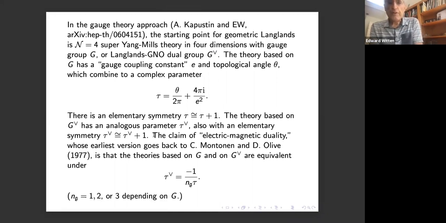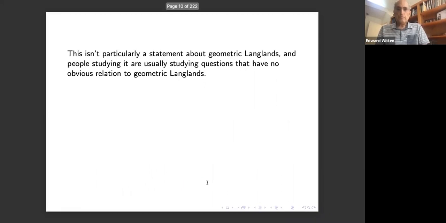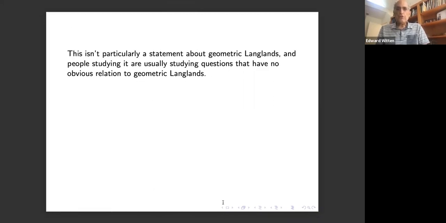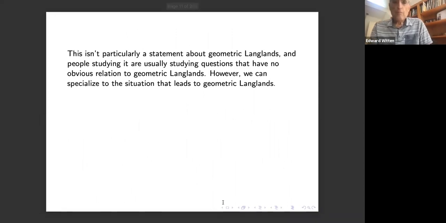But the claim of electric-magnetic duality, whose earliest version goes back to Montonen and Olive, is that the theories based on G and G dual are equivalent under this transformation from tau to tau dual, where n_g is 1 for simply laced Lie groups and otherwise is 2 or 3 for a simple Lie group. Now, this isn't particularly a statement about geometric Langlands, and physicists studying it go in all kinds of different directions, generally with no obvious relation to geometric Langlands. But we can specialize to the situation that does lead to geometric Langlands.